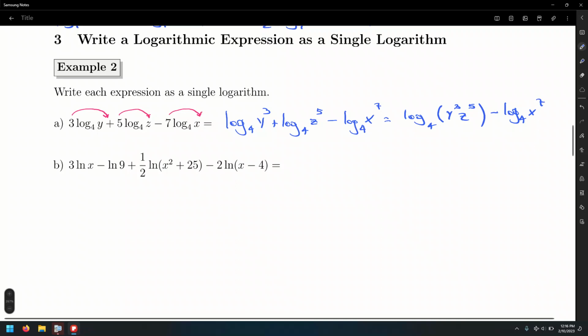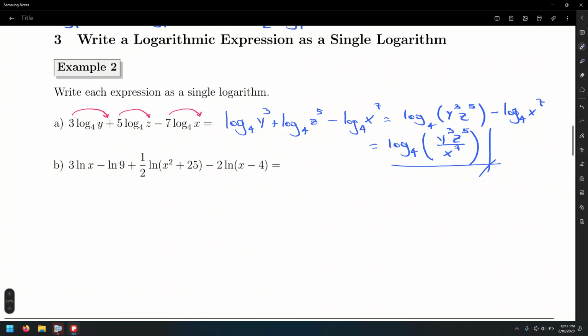Okay, so what do we have overall now? We have a difference between two logarithms. So in accordance with the quotient rule, we're going to use the quotient rule backwards. By having this difference, I'm going to write log base 4 of, in parentheses, y to the third power z to the fifth power over x to the seventh power, and now we have one single logarithm. All right?